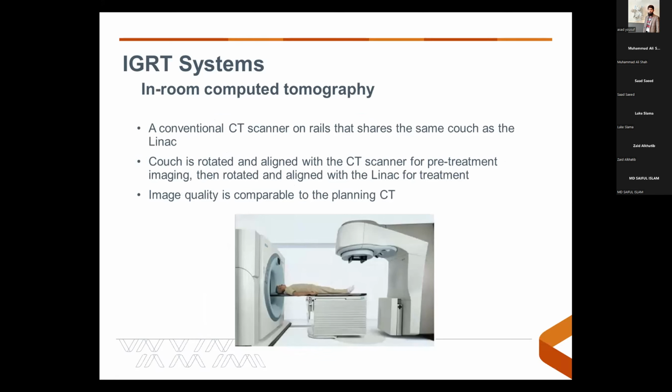In-room CT. So this is where a conventional CT scanner is on rails, and it shares the same couch as the LINAC. The couch is rotated in line with the CT scanner for pre-treatment imaging and then rotated back and aligned to the LINAC for treatment. And the image quality is comparable to the planning CT. The only issue is you need to have more mechanical accuracy in your couch, and you have to ensure that the imaging isocenter of the CT matches the treatment isocenter of the LINAC when you do this.